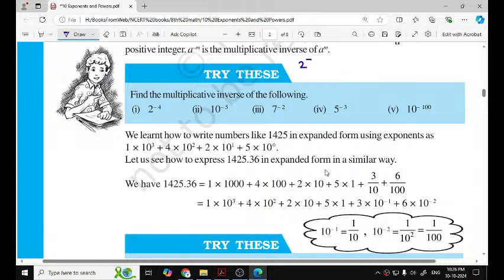2 raised to minus 4. Multiplicative inverse of this is 2 raised to plus 4. Multiplicative inverse of 10 raised to minus 5 is 10 raised to plus 5. Multiplicative inverse of 7 raised to minus 2 is 7 raised to 2. Multiplicative inverse of 5 raised to minus 3 is 5 raised to 3. Multiplicative inverse of 10 raised to minus 100 is 10 raised to 100.